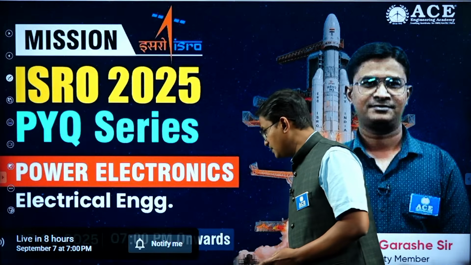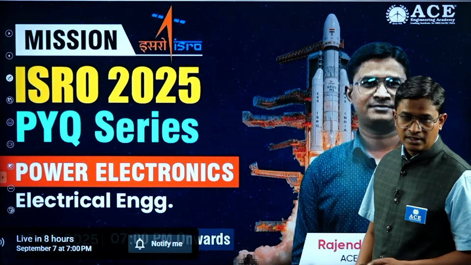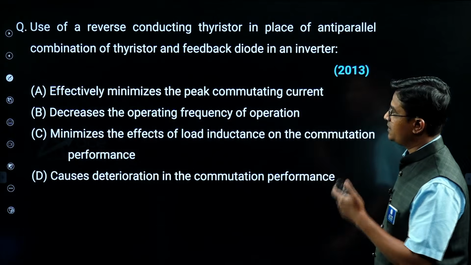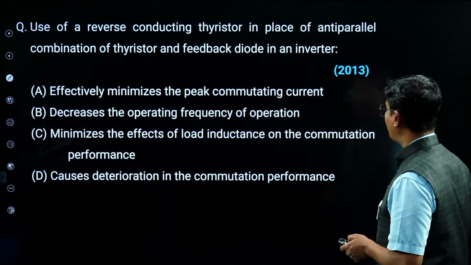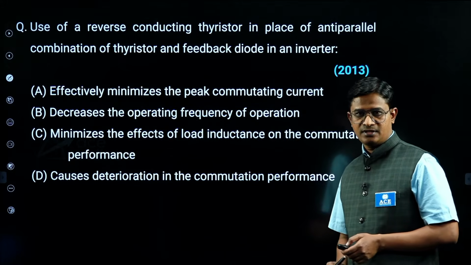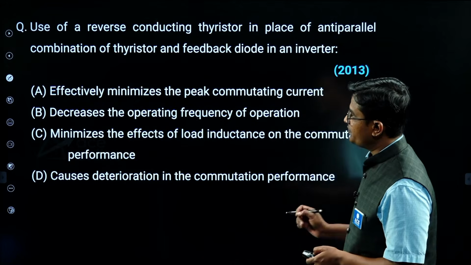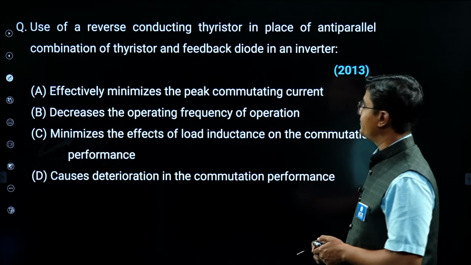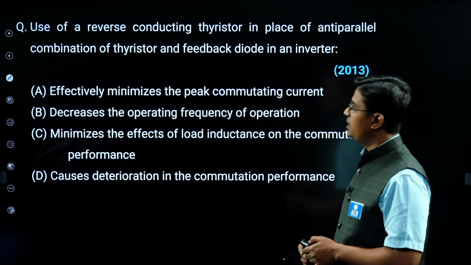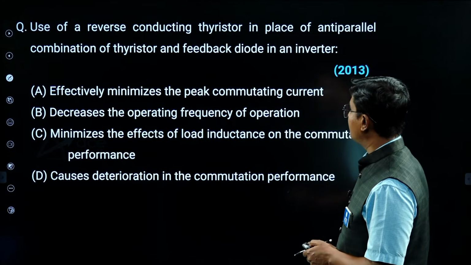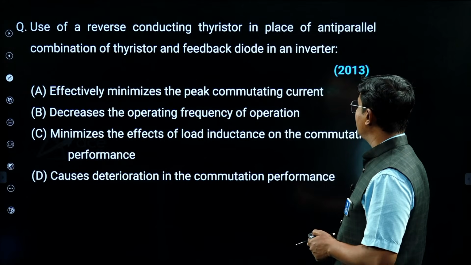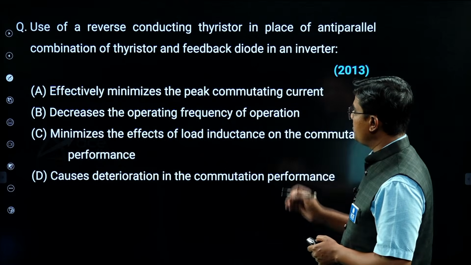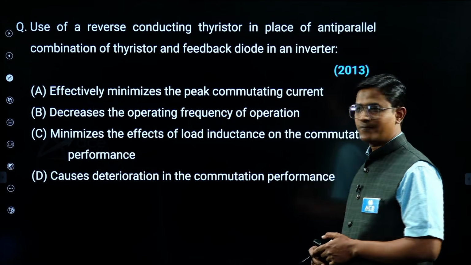Right. So let us begin today's session with the first question. This question is from 2013 ISRO examination. Use of a reverse conducting thyristor in place of anti-parallel combination of thyristor and feedback diode in an inverter, and there are various options. Effectively minimizes the peak commutating current.